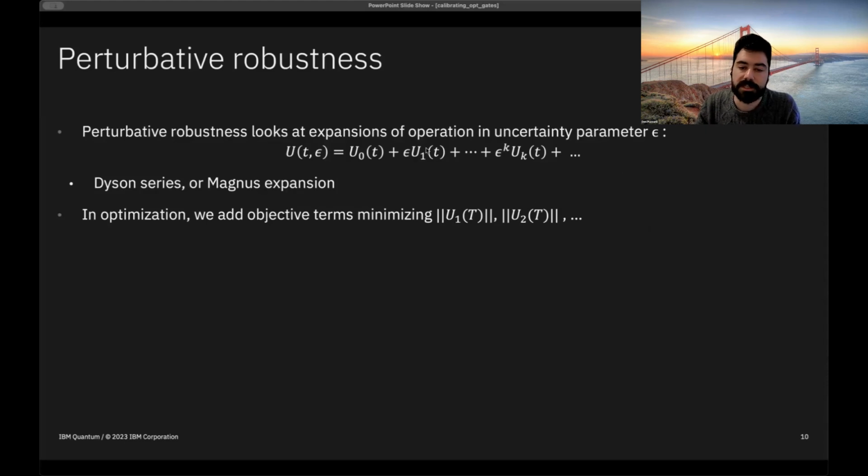So yeah, just compute these expansion terms. And sorry, so big T here would be the time of the gate, the final time of the gate. So you would compute these expansion terms and just add to your objective function something that tries to minimize the impact of these. Maybe it's the norm. We often subtract, say, the identity component if our Hamiltonian is not traceless. So there's little finicky things here, but that's the idea.